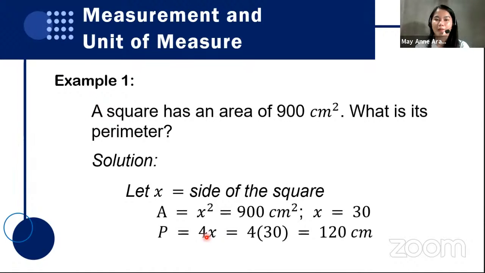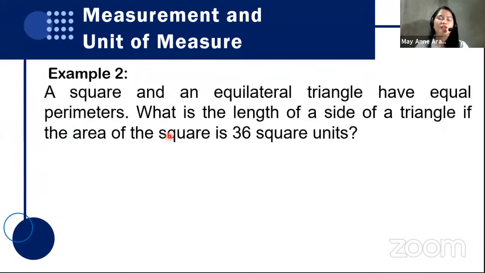Again, if you encounter this type of problem, you can manipulate the formulas to solve for the missing side or the missing length. Then after that, you can apply the formulas for whatever is being asked. Another example. A square and an equilateral triangle have equal perimeters. What is the length of a side of the triangle if the area of the square is 36 square units? Okay, perimeters. The perimeters are equal.